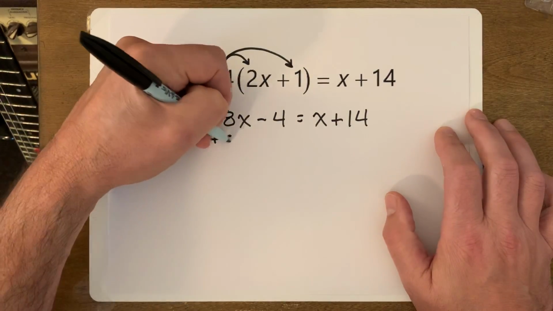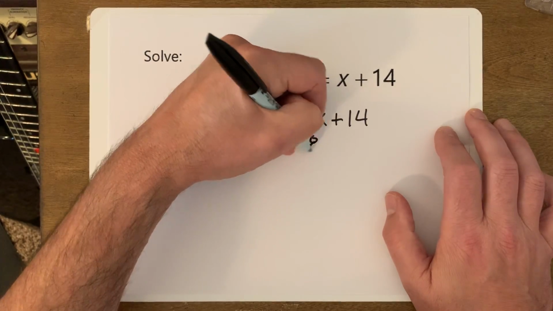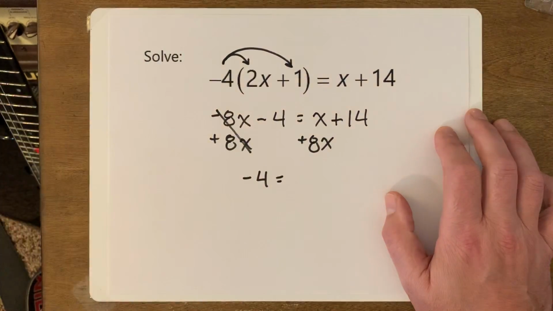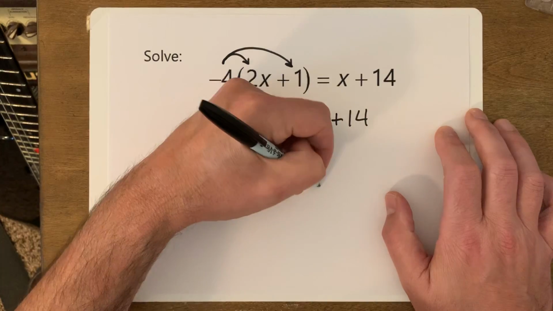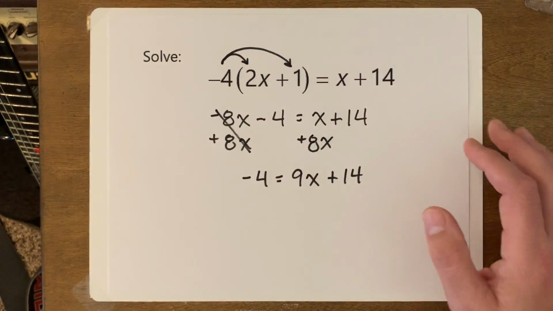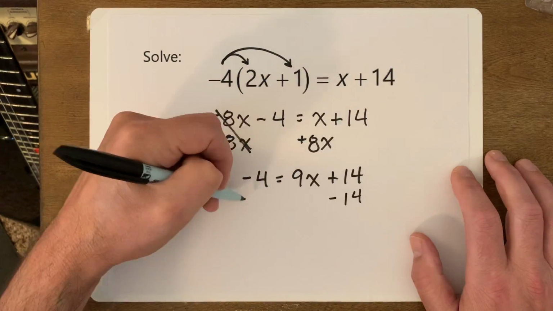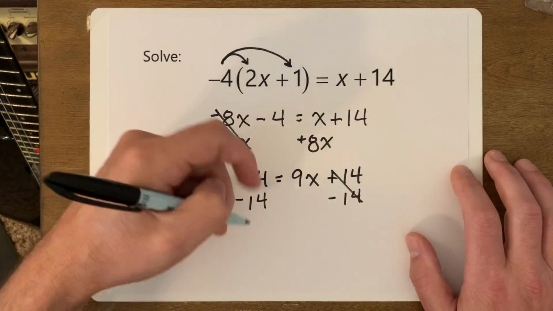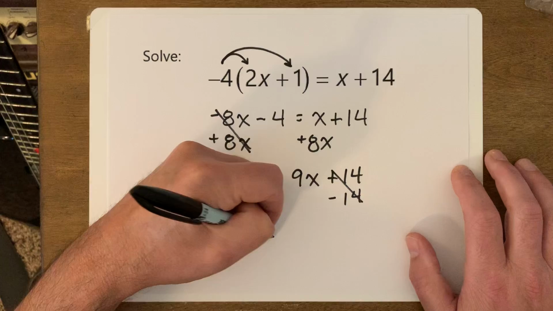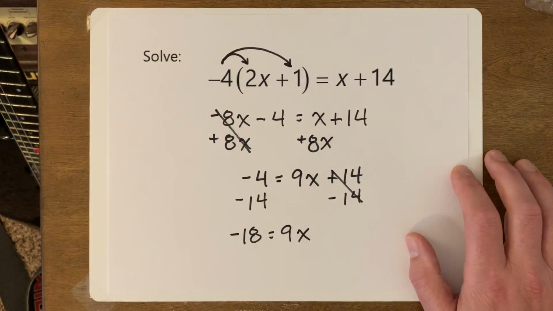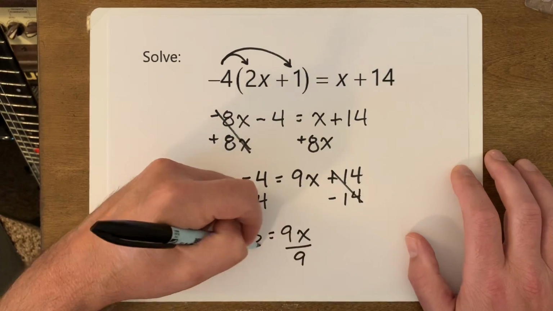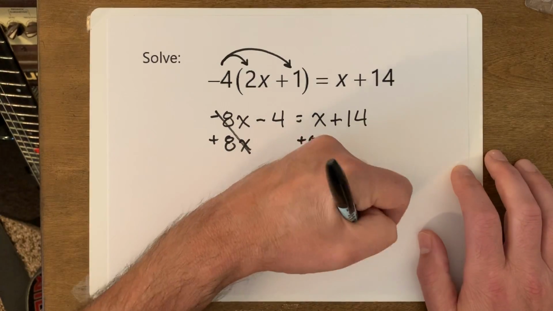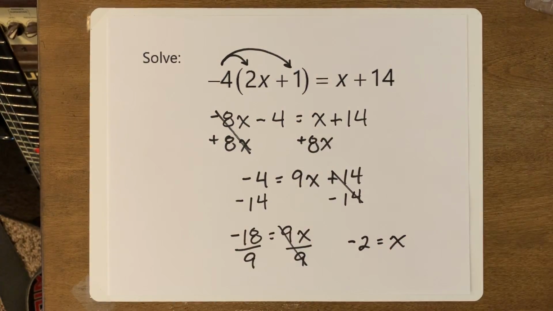Okay, now I'm right back to some of the other problems I've had. I'm going to add 8x to both sides. Just what I want to do. Those cancel. I bring down my negative 4 equals 8 and 1 make 9x plus 14. Okay, I'm going to go ahead now and subtract 14 on both sides. Like that. That cancels. And now I've got negative 18 is equal to 9x. I'm going to divide by 9. And it turns out that negative 18 divided by 9 should be negative 2. And negative 2 is equal to x.